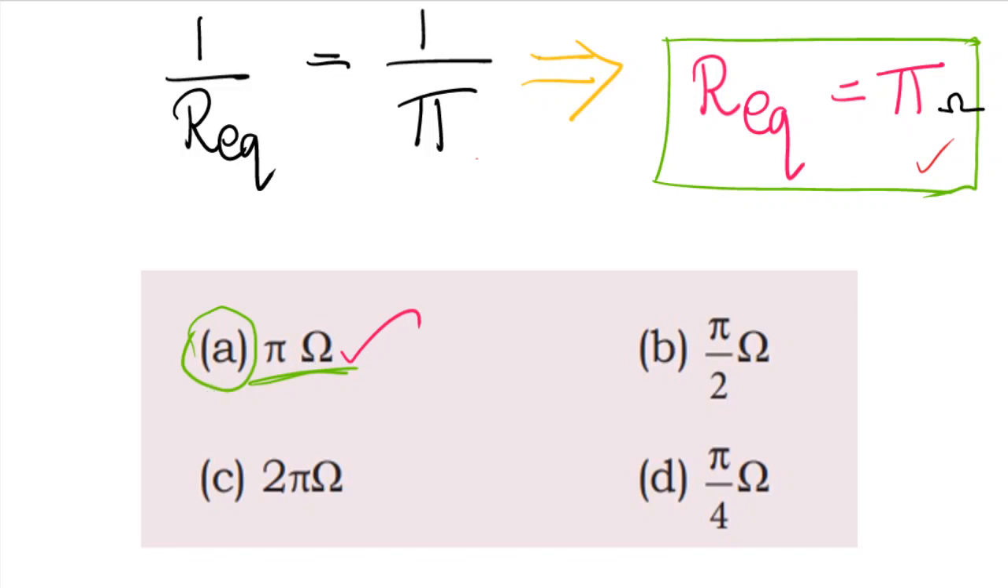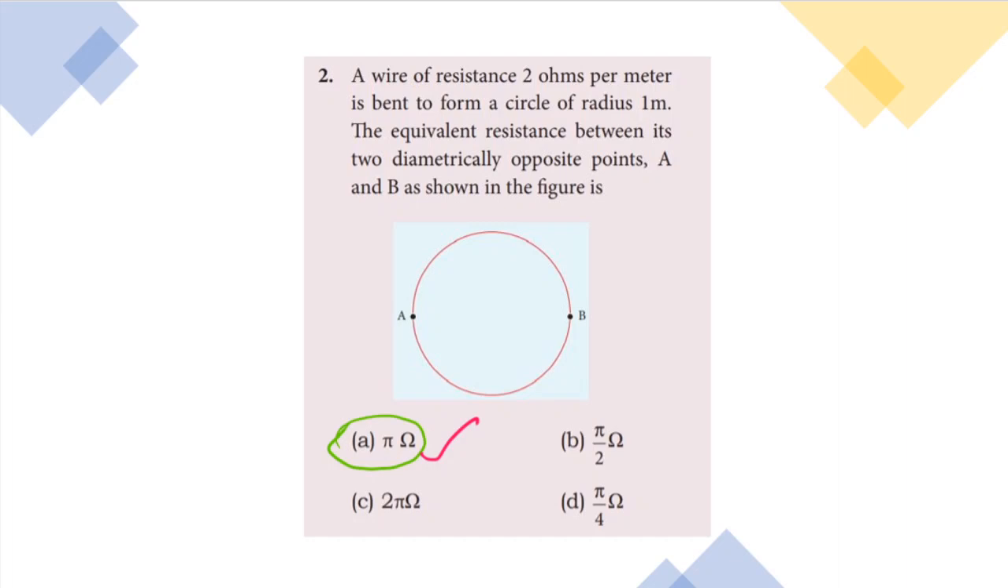உங்களுக்கு கொடுத்திருக்கிற 4 ஆப்ஷன்ல இந்த pi ohms எங்க இருக்குது? ஆப்ஷன் A. So for this question, a wire of resistance 2 ohms per meter is bent to form a circle of radius 1 meter. The equivalent resistance between its two diametrically opposite points A and B as shown in figure is option number A, pi ohms is the right answer.